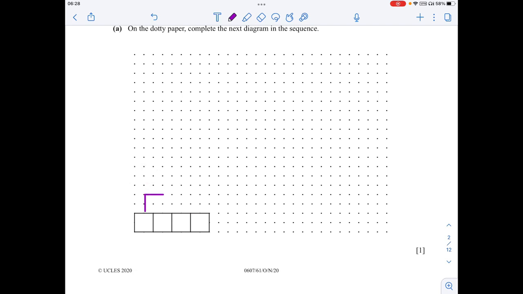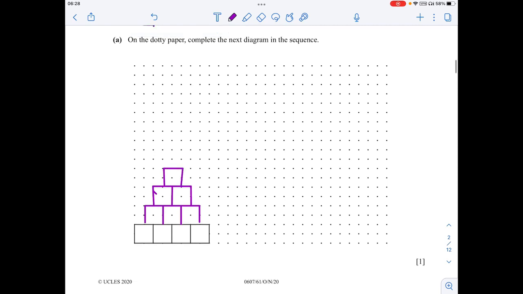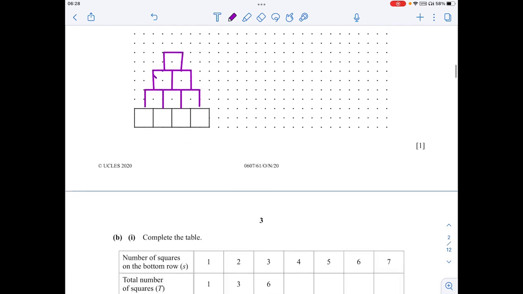Okay, this is one square, then the second square, then the third square. Then on the top of it, again two more squares, first square and the second square. Then on the top of it, one more square, first square, and that's it. Complete the next diagram, we have done that.